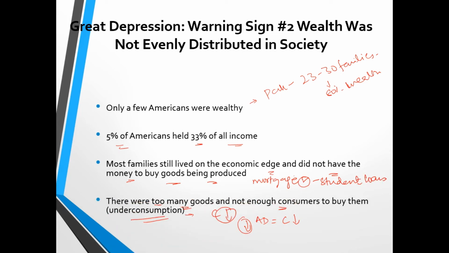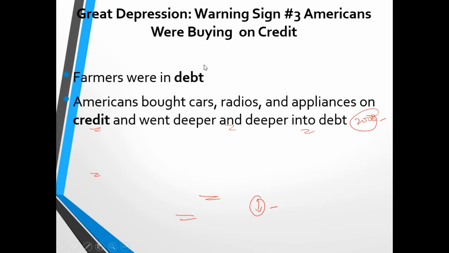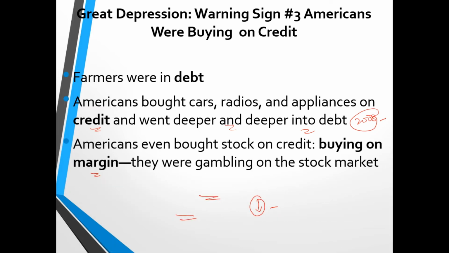And there were too many goods and not enough consumers. So naturally C was declining, that is consumption, and when consumption is declining, so does AD. Now warning sign 3, Americans were buying on credit, so farmers were in debt. Americans bought cars, radios and appliances on credit, going deeper into debt. You can also look at the 2008 financial crisis.